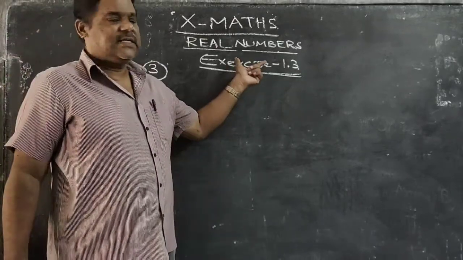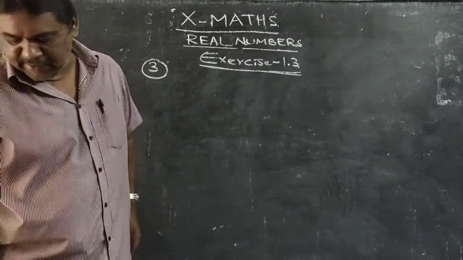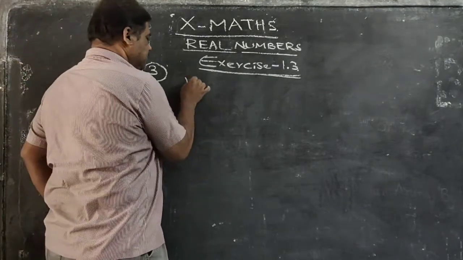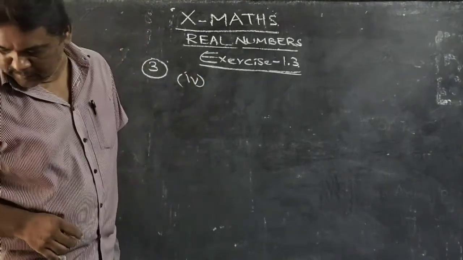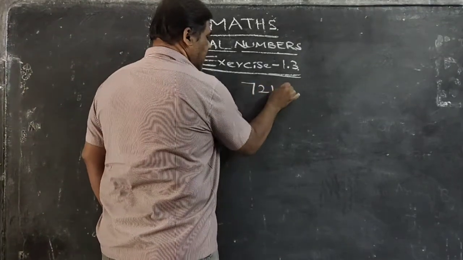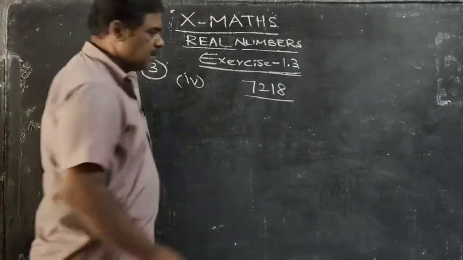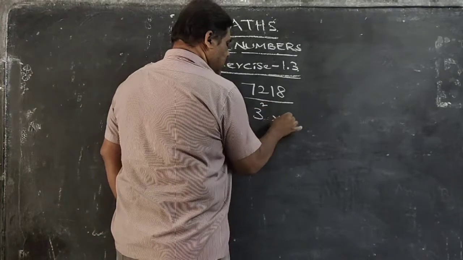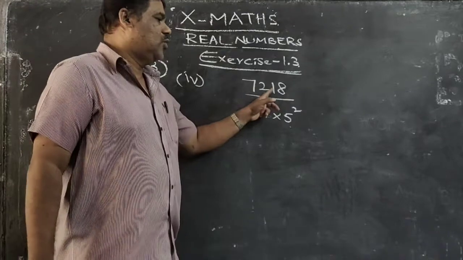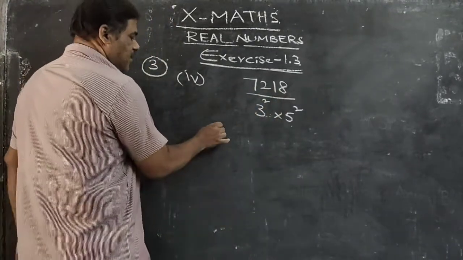Yesterday we started exercise 1.3. We are in third problem, fourth bit. 7218 by 3 square into 5 square. Now we should write 7218 by 3 square into 5 square in decimal form.